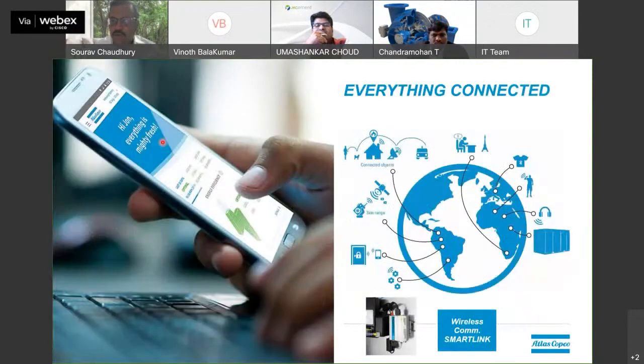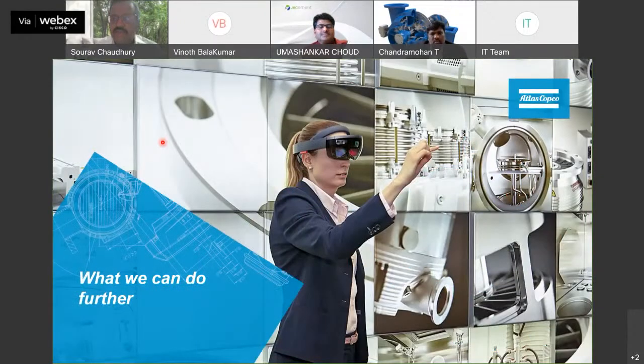So this is what I was talking about. Everything you'll be getting over a click on the mobile: the performance, the running hours, how much energy is getting saved. All this information will be made available, if that kind of technology has come.